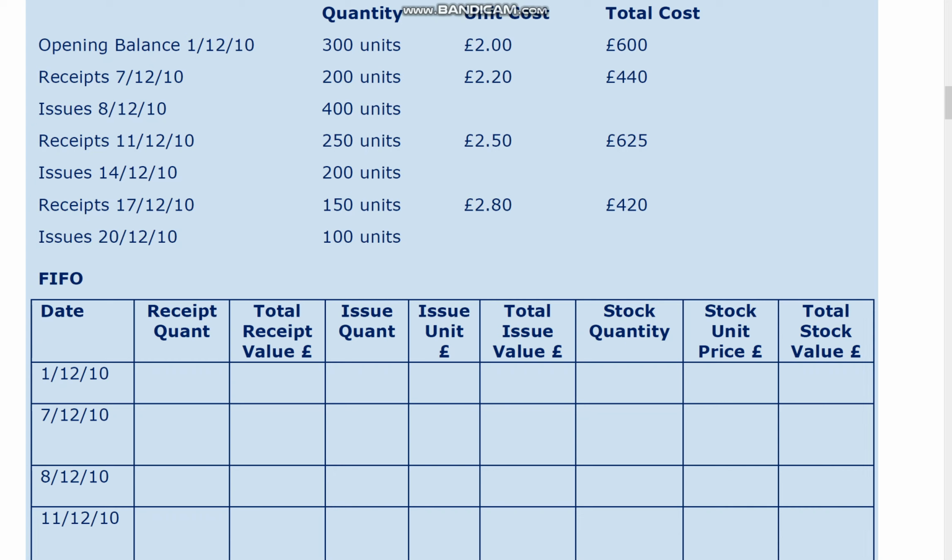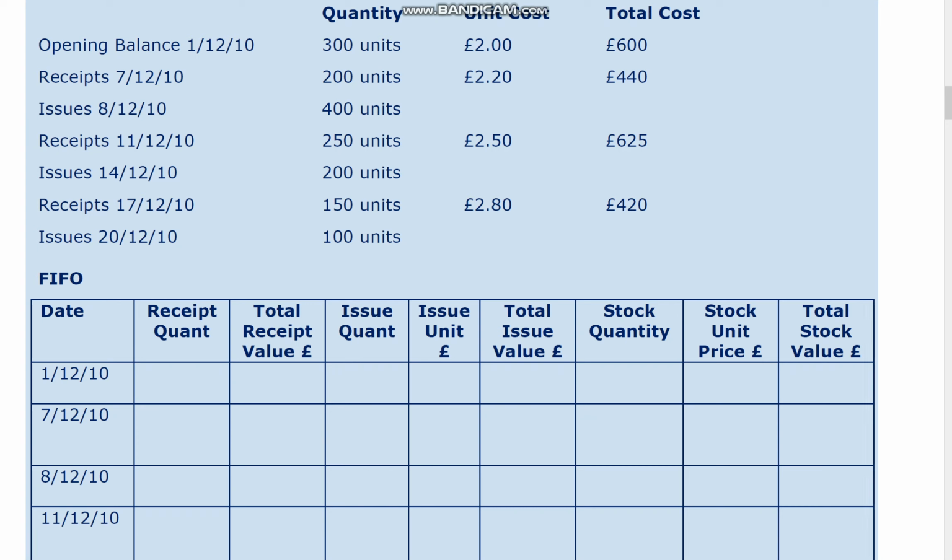Hi, in this session we are going to look at inventory valuation. So basically inventory, as we know, is governed by the International Accounting Standard number 2, IAS 2. And inventory should be valued at the cost. As far as the cost is concerned, it depends on what inventory valuation model we are following.